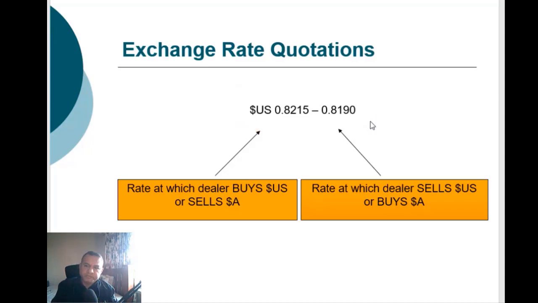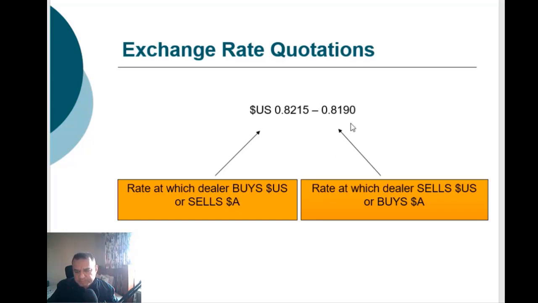Now if you go to a bureau de change and you want to convert 100 Australian dollars to American dollars, which rate will you use, and how much are you going to get? Think about it. Now in this rate, as you can see, there are two rates, and this one is a bit lower and this one is a bit upper.